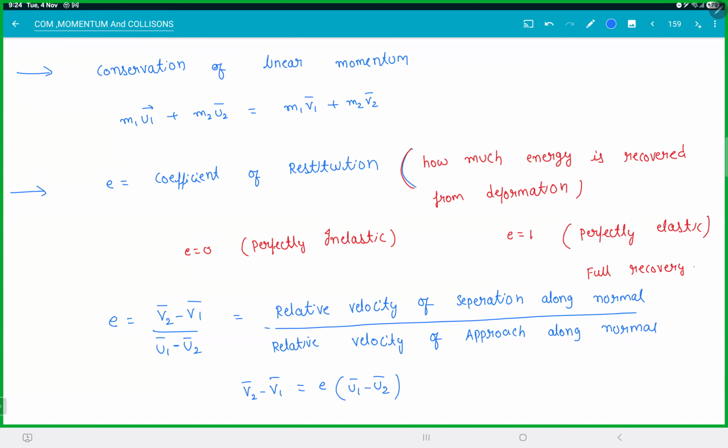Pretty useful thing. These are the two concepts you use to solve problems in collisions. That's it. Momentum, restitution. Let me show an example of how you can solve a question.